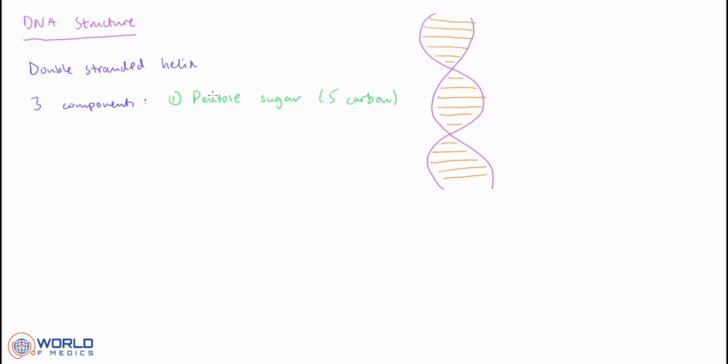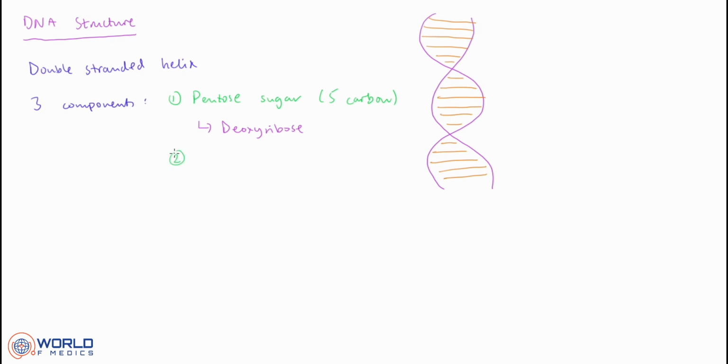Now, the name of this pentose sugar, when we're talking about DNA, is actually deoxyribose. Yes, that's right, it's deoxyribose. Now things are starting to click. So this is where the deoxyribo part of the deoxyribonucleic acid comes from. This refers to the pentose sugar within DNA. So that's one component within DNA.